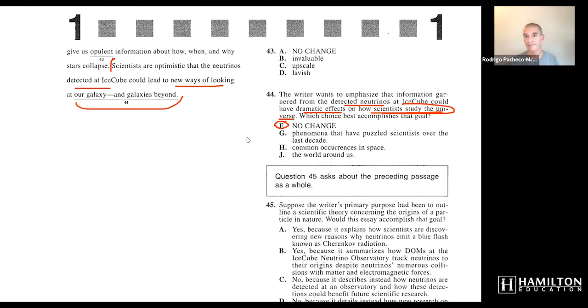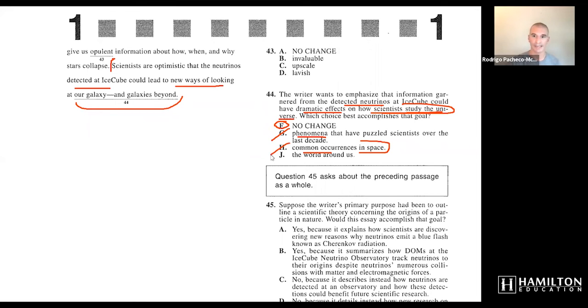What about G? Phenomena that have puzzled scientists over the last decade. This might be true. The problem here is that phenomena could mean a number of things. This is a little bit too general, so we can eliminate G. H, even more general, or perhaps we might say that it's more specific since it gives us a location, but common occurrences is not very specific. This could mean a number of things. But saying that this could give us a new way of looking at our galaxy, that's much more specific. And of course, that is the study of the universe.